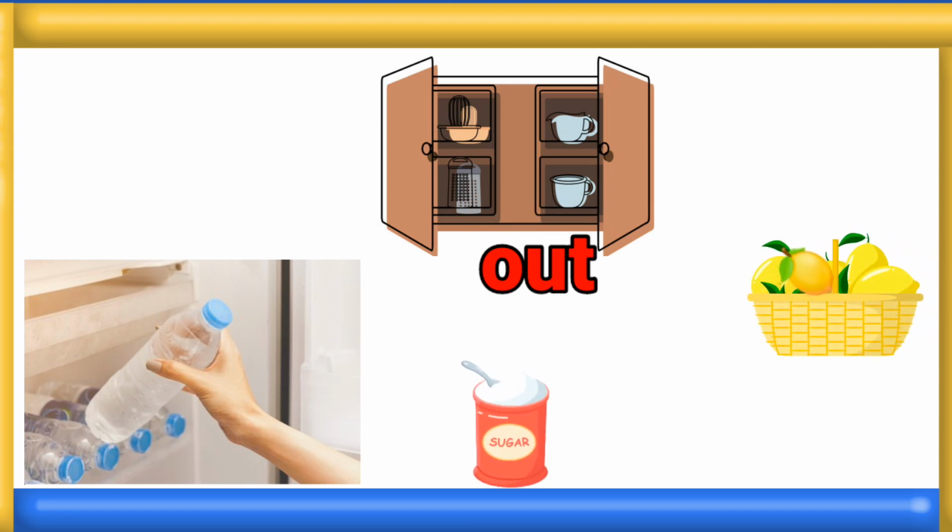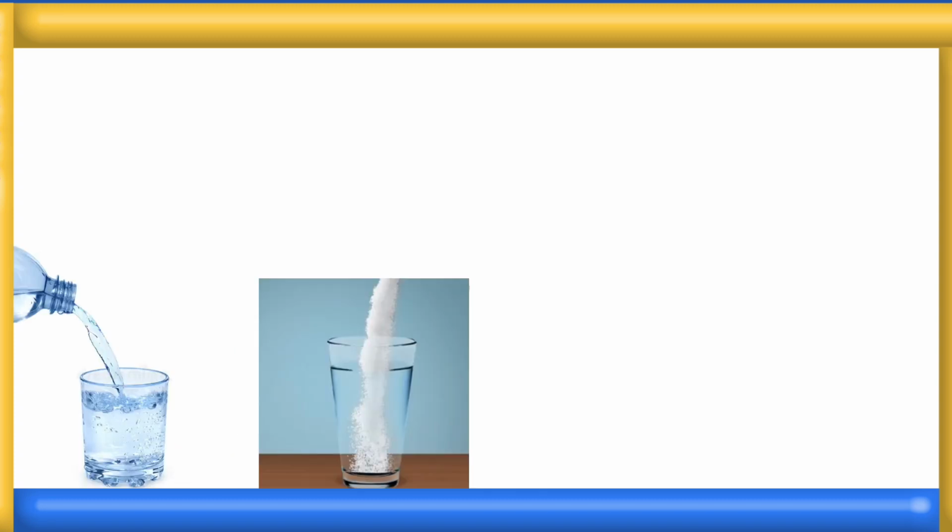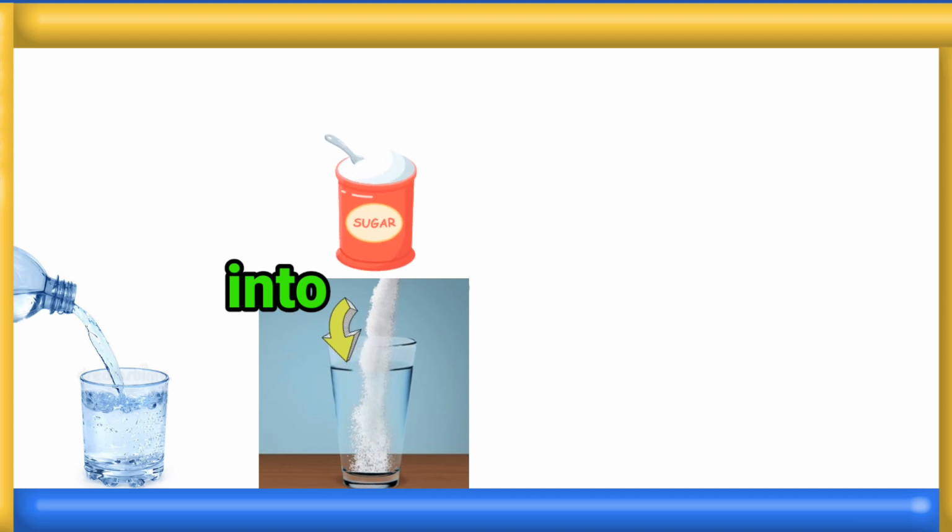Wow! There are so many lemons in the basket. Take out a lemon from the basket. Now pour in some water into your glass. Add a spoonful of sugar into your glass and mix it in.